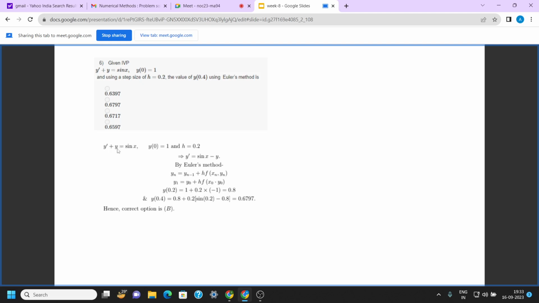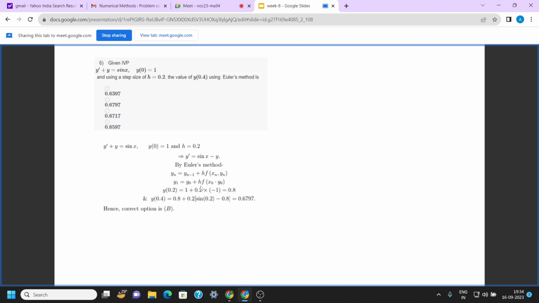y' is equal to, you have to take the function, that is sin x - y. Here y(0) = 1, that is x0 is 0 and y0 is 1, and h, that is the step size, is given by 0.2. So y' = sin x - y. Fine. So by Euler's method, what is Euler's method? y_n = y_{n-1} + h f(x_n, y_n). Now at the place of n, what will you write? You have to calculate the first iteration, so take n as 1. So y1 is equal to, here you will get n - 1, that is 0.